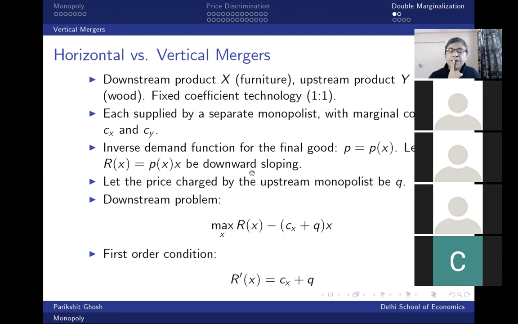Okay. So the issue is how will the merger affect their pricing strategies, as I think the previous comment was. So let's analyze that systematically. I'll set up a very simple model here to understand this. Let's say there are two products. There's what is called a downstream product X. Think of that as furniture. And there's an upstream product Y. Think of that as wood, which goes into making the furniture.